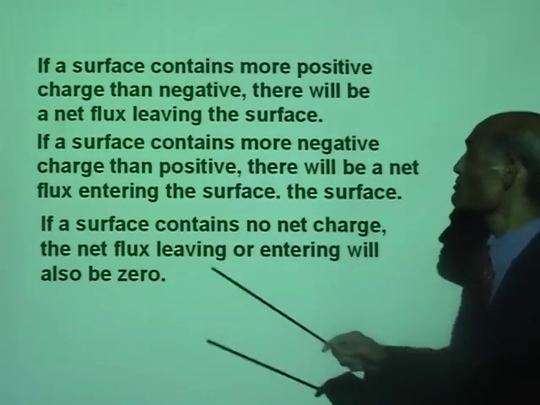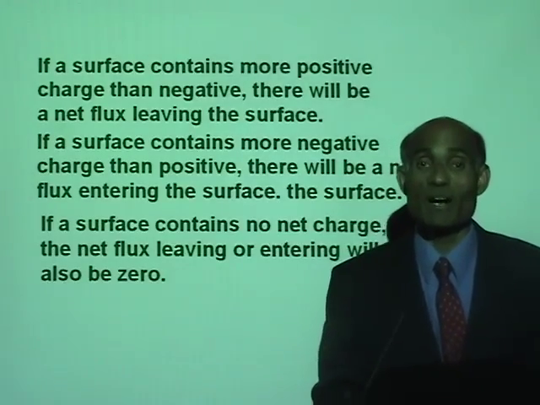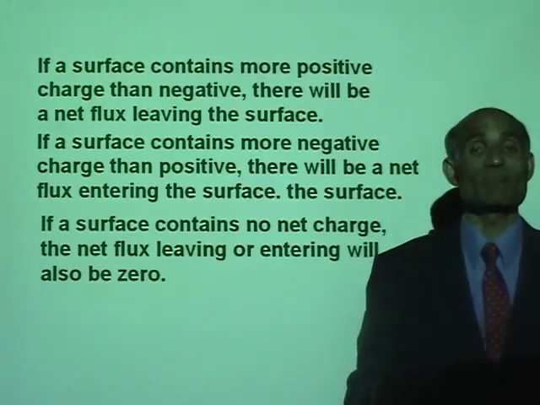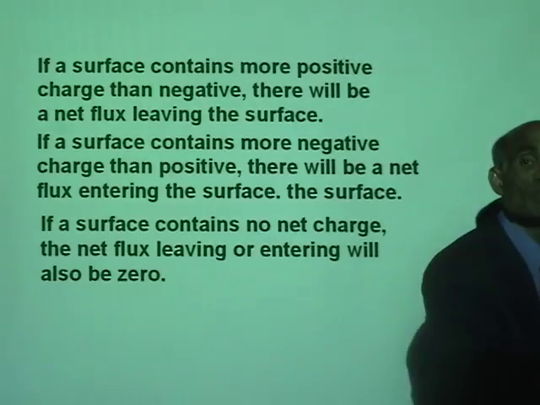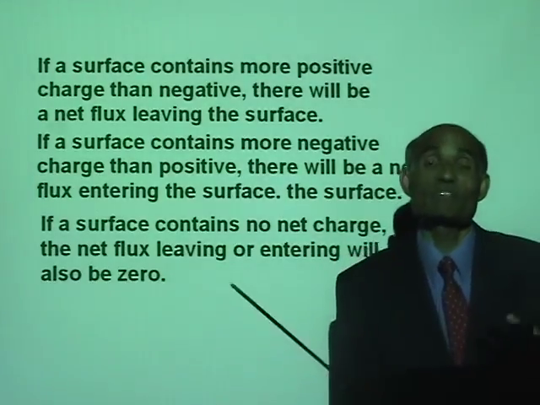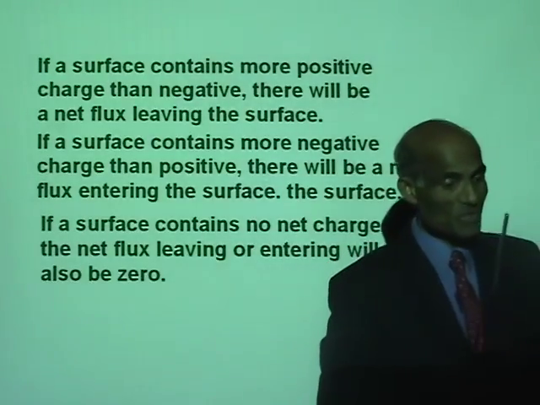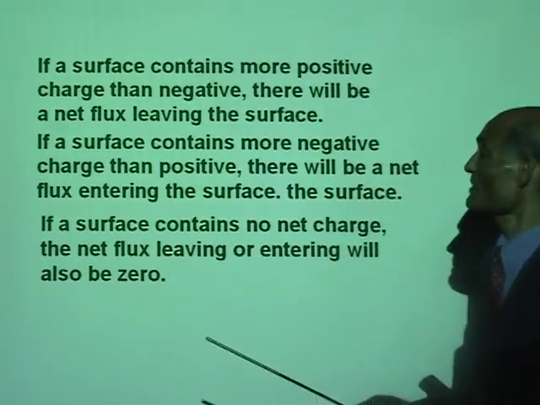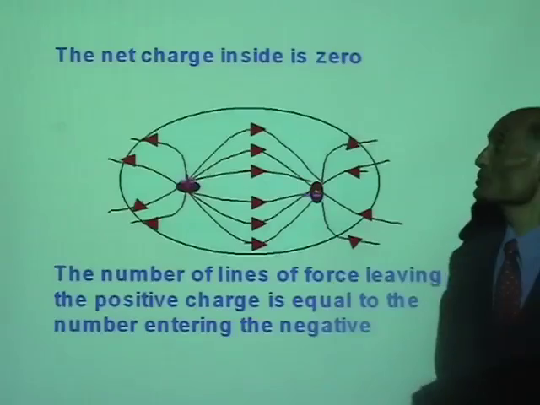If a surface contains no net charge, what can you say about that surface? About the flux entering or leaving. The amount of flux entering will be equal to the amount of flux leaving. There will be no net flux entering or leaving. All the flux that is entering a surface will also leave if there is no net charge inside that surface. Now, these three statements are key to understanding Gauss's law.